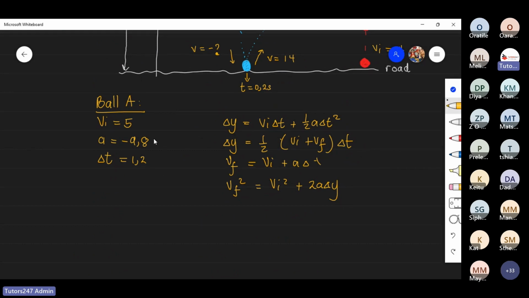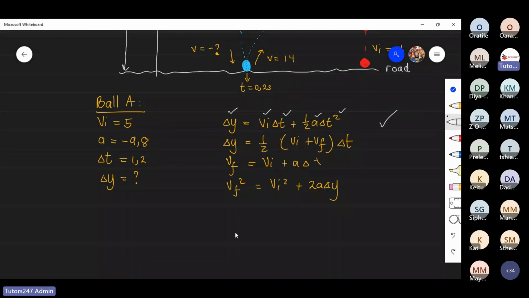So let us use this information to see which is the best formula that we can make use of. If we look at formula 1, we need to find displacement, so that is fine. We then have initial velocity, so that's fine. We have time, so that's fine. And we have acceleration, so that is fine. So we can use formula 1.